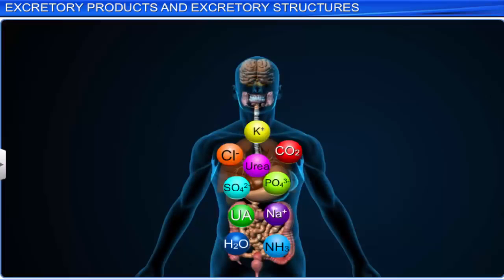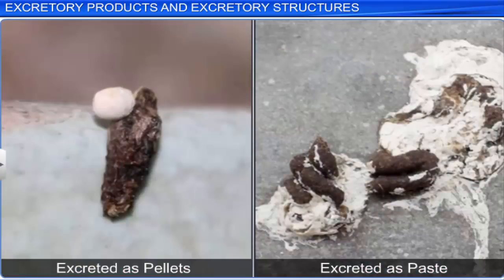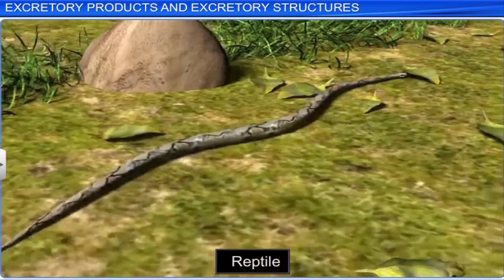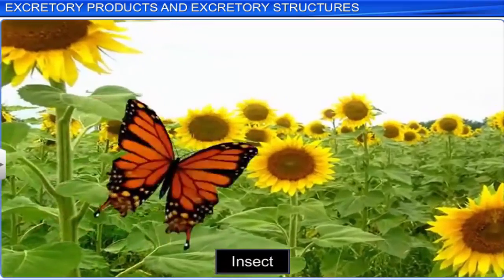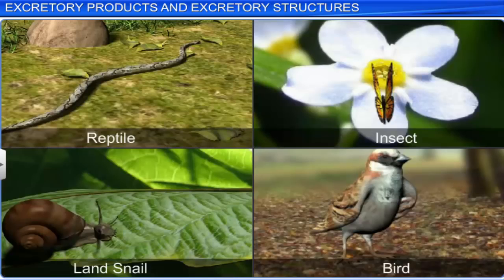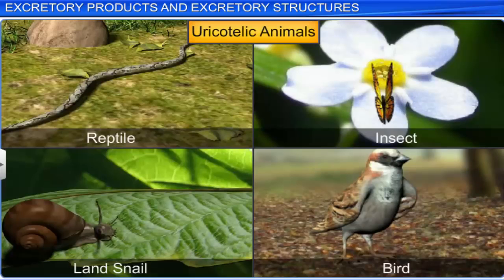The least toxic form of nitrogenous waste is uric acid. Though excretion of uric acid involves a lot of energy, it helps conserve water considerably, as it is excreted in the form of pellets or paste involving very little water. Some animals excreting uric acid are reptiles, insects, land snails, and birds. Such animals that excrete nitrogenous waste in the form of uric acid are called uricotelic animals, and the process is called uricotelism.